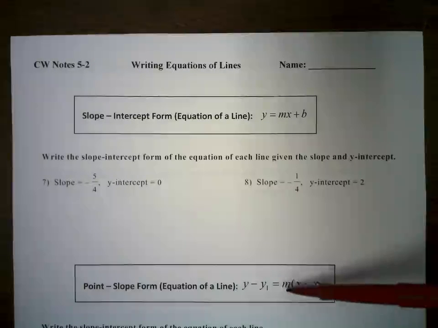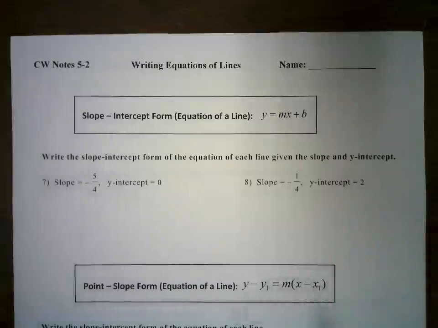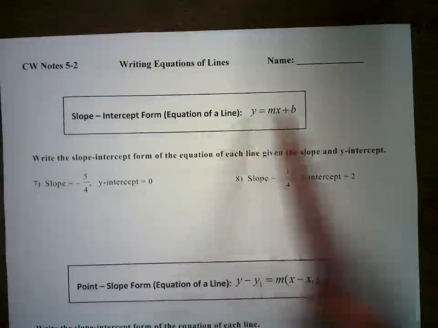This is where you can pick out m as the slope of your equation, and you use one of your points in the equation of your line. So x1, y1 is a point on the line. X and y just kind of stay there in the equation just like they do in this equation, right?